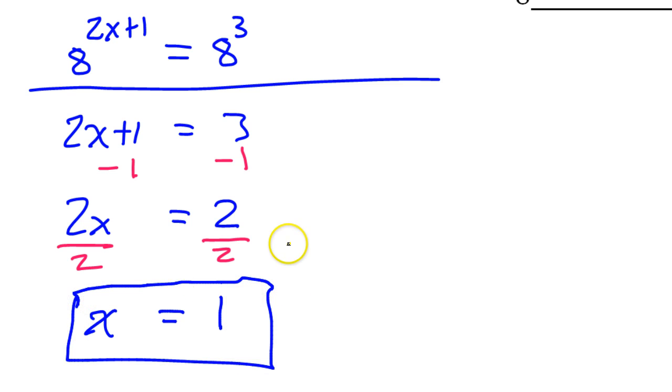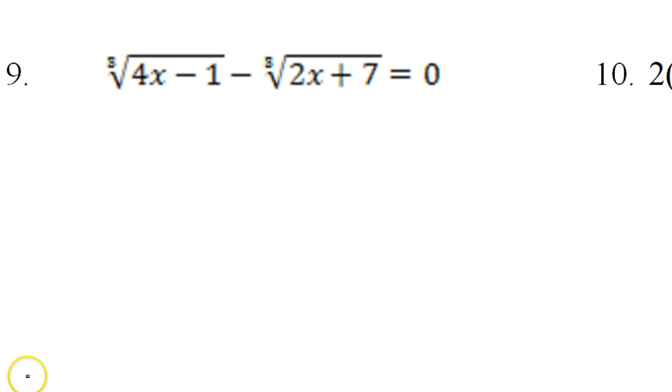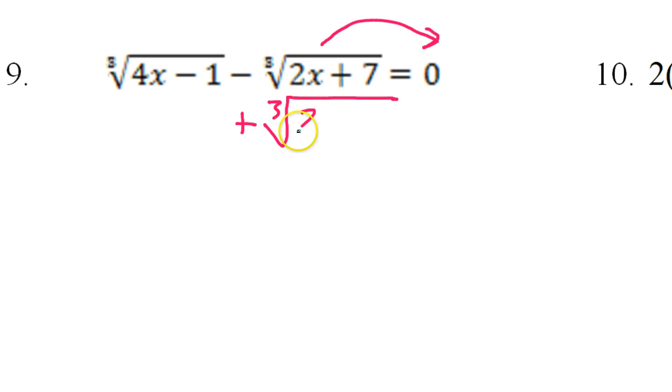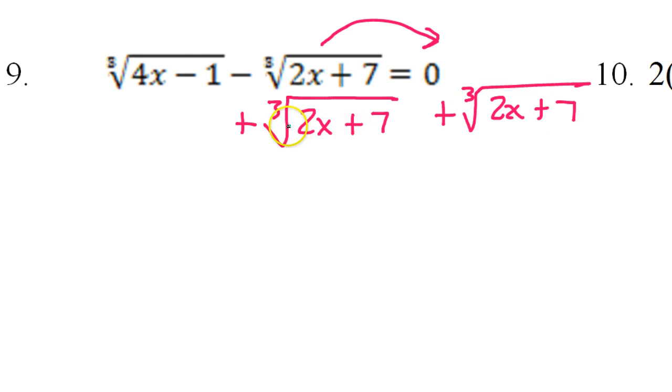Anyway, shabow. X is 1 is the point. Love it, believe it. Alright, number 9 looks a little different. What we need to do is basically get this half of the equation to the other side, and we can do that. These are cube roots, by the way. We can do that by adding this chunk to both sides. Alright, adding the cube root of 2x plus 7 to both sides.